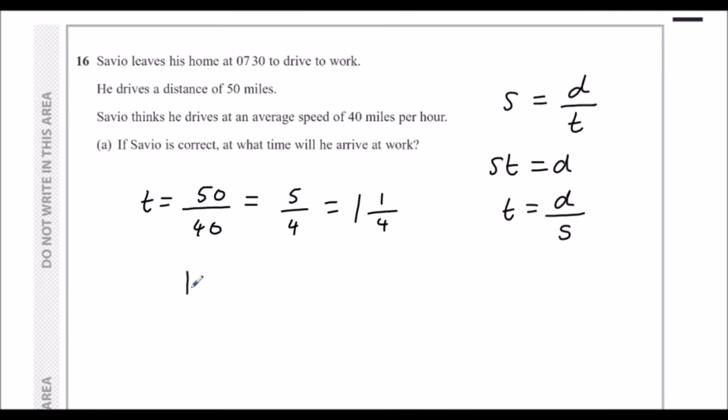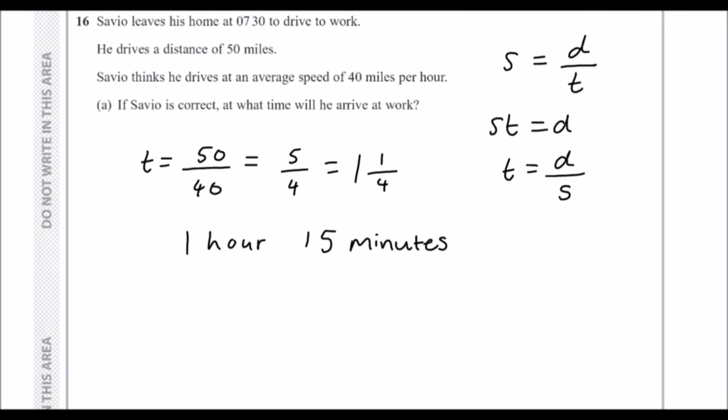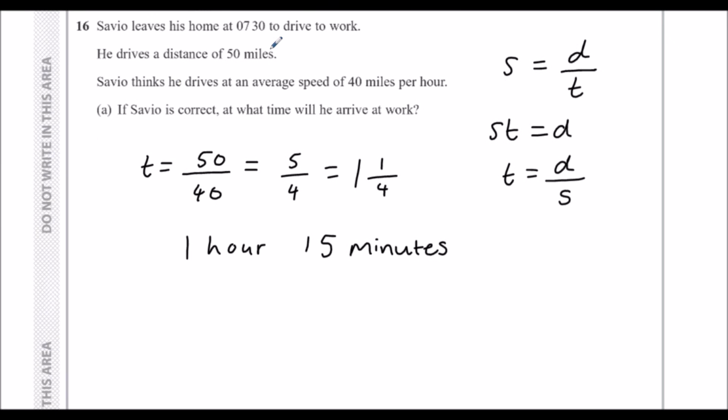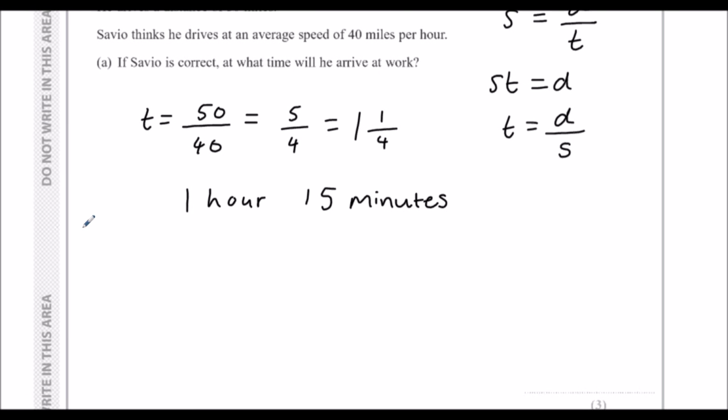So 1 hour and 15 minutes. A quarter of an hour is 15 minutes. So it takes him 1 hour 15 minutes. So an hour and 15 minutes after 7:30. So add an hour is 8:30. Add 15 minutes, 8:45.